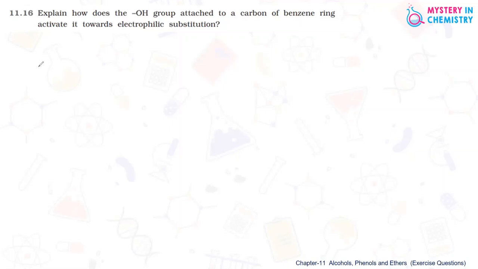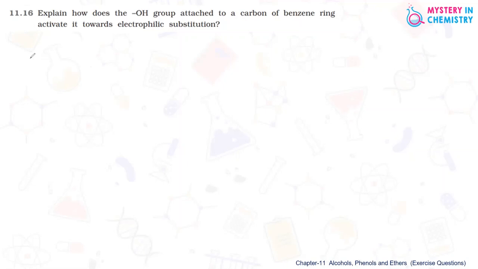Question number 11.16. Explain how the OH group attached to a carbon of benzene ring activates it towards electrophilic substitution. Yes, this is true that in benzene, electrophilic substitution is taking place.